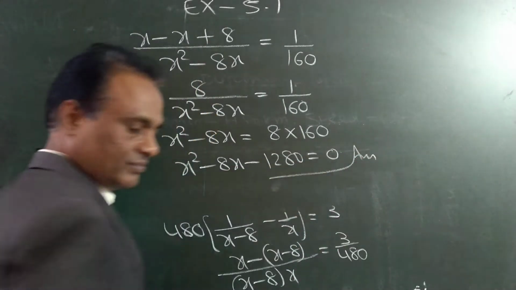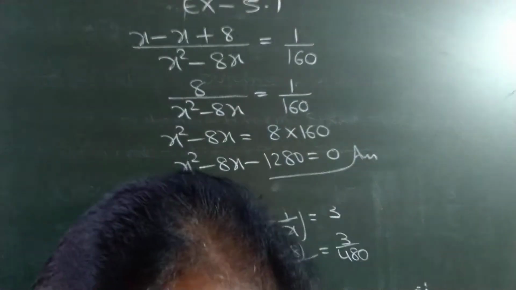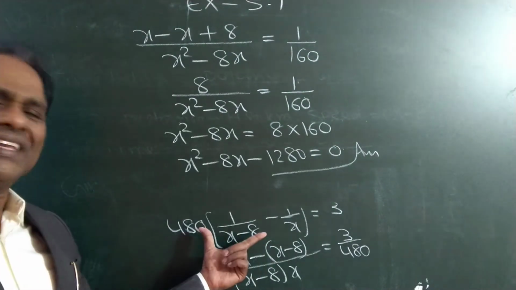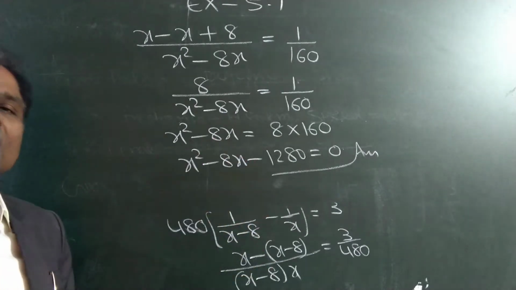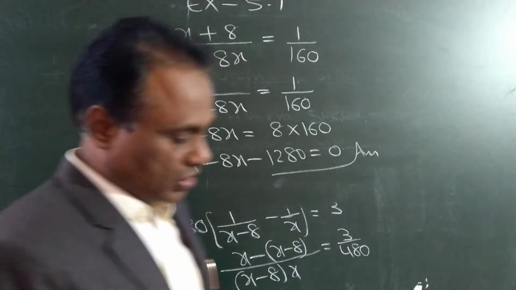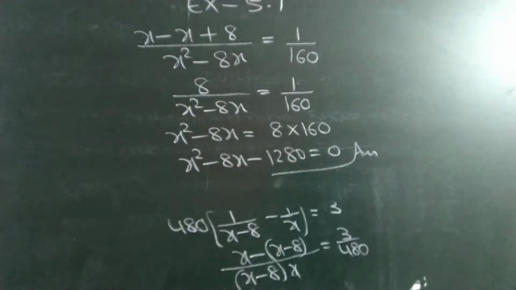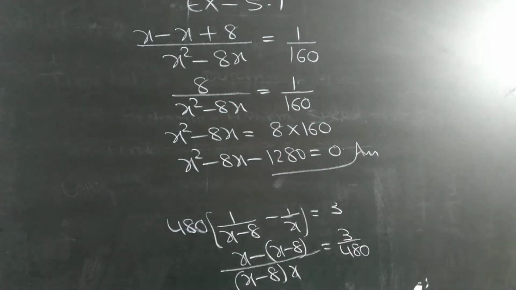Answer. Simplified. Actually we got the equation here itself. Equation is over, but simplified and changed into this form. That's all, students. So you practice this problem. With this, the exercise is over.